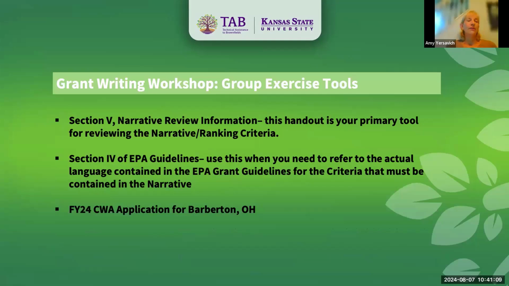So you'll have the Section 5 narrative review information. You'll have Section 4 of the guidelines. These are last year's FY24 guidelines that give you the actual language that the applicant follows when they're writing their grant. And as I mentioned, you'll have last year's successful community-wide assessment grant for Barberton, Ohio. If you don't have these, probably your facilitator will share their screen and pull them up so you can look through them. Next slide.